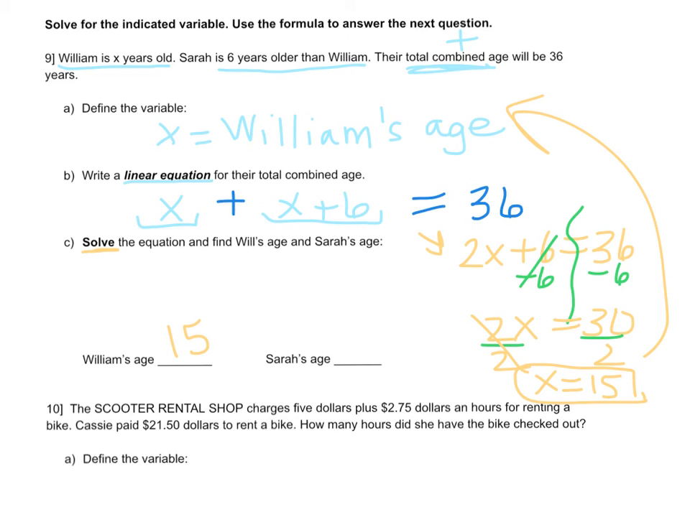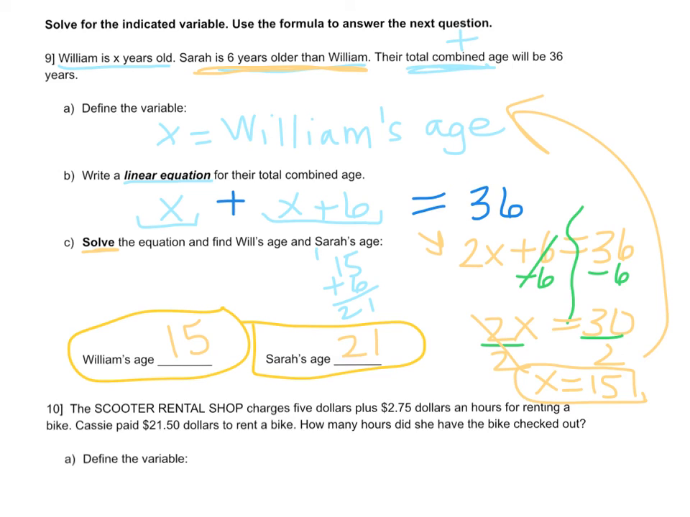So how can we find Sarah's age? Sarah is 6 years older than William. So we're going to do 15 plus 6 to get Sarah's age. So Sarah is 21. Okay? Okay, so the key here is make sure you define the variable and you're able to write the equation, and then you use the equation to solve the problem.